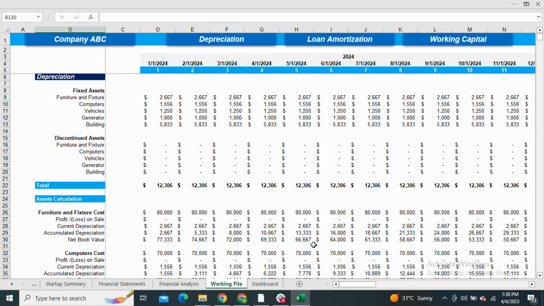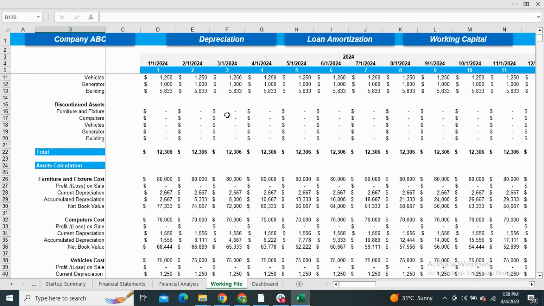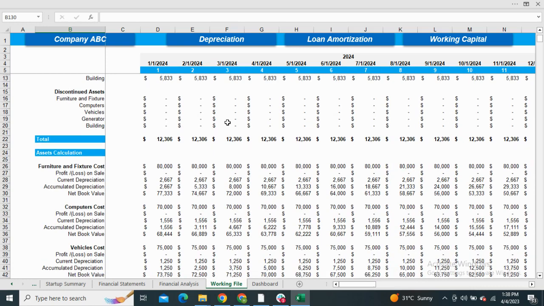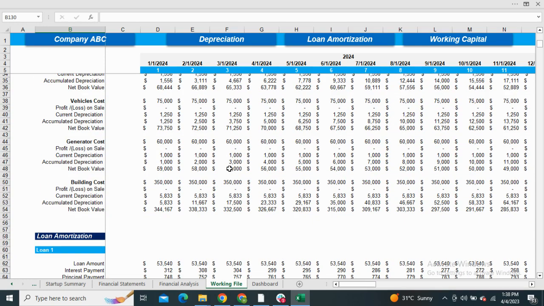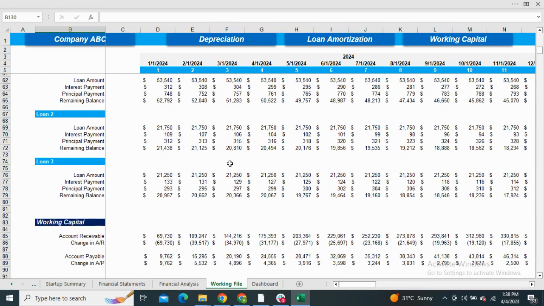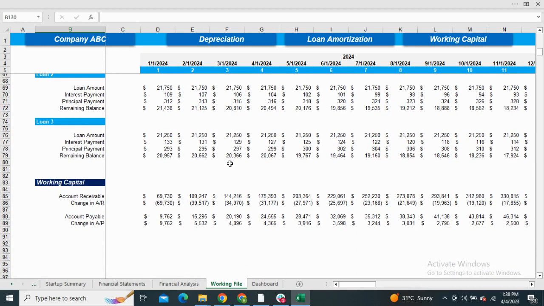Moving on to the next sheet, which includes the working of depreciation, loan amortization, and working capital. The depreciation table shows the reduction in the value of your asset for the next 5 years, and the loan amortization schedule shows the monthly principal and interest payments. The working capital shows the amount in accounts receivable and payable and the monthly changes in these accounts.